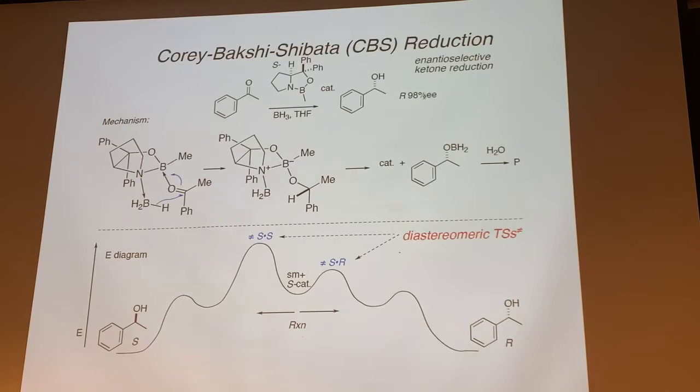So 98% over 98. Actually, that means it's 99% R and only 1% S. And you take the major minus the minor, and you get the EE value, which is 98. So it's actually a little better than that up here. You can oftentimes recrystallize these alcohols, and they'll be essentially pure, 100% the enantiomer you want.